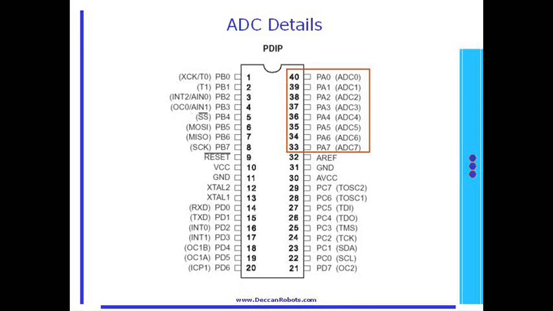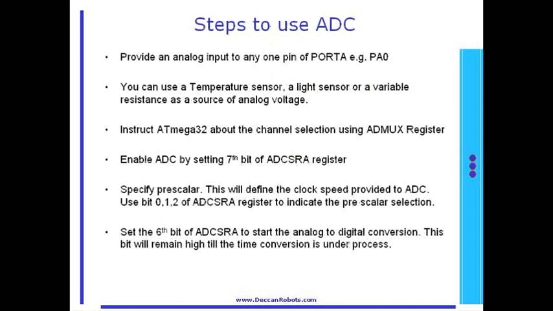There are simple steps to work with ADC. Let's explore them now. First step is to keep your hardware ready, with one of the ADC channels connected to an analog source of supply. You can use a temperature sensor or a variable preset which is provided on your experiment board.